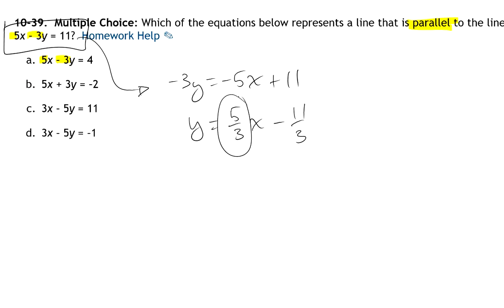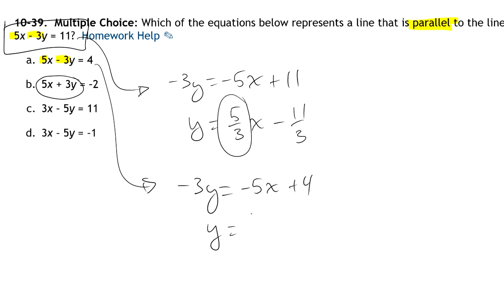and the only one that's going to have that slope, I think, is choice A, because I'm going to do the same two things. I'm going to have the negative 3y, and I'm going to subtract 5x from both sides, and I've got a plus 4. And then when I divide by the 3, I've got y is positive 5 thirds x, and then minus 4 thirds. So again, you see the slope.